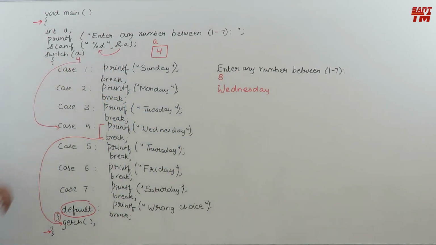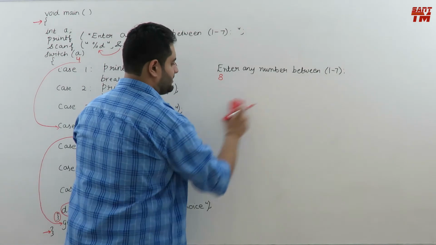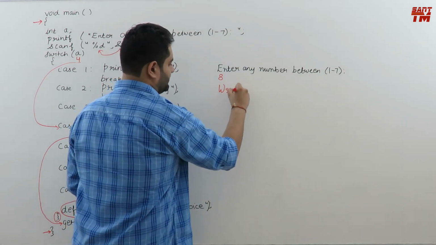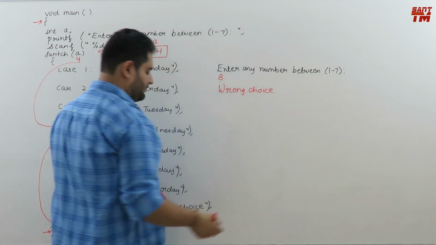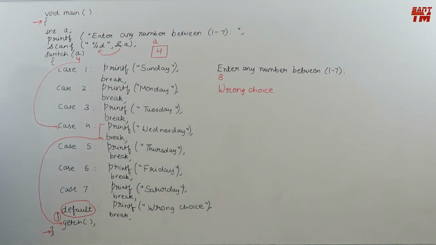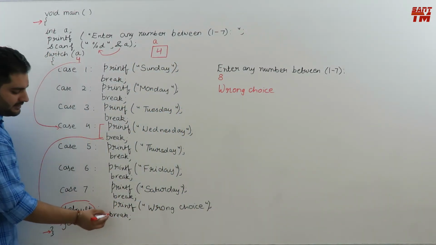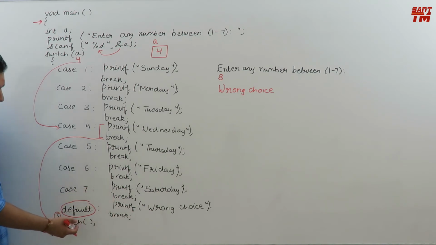No case will be matched because there is no case 8. So default will be matched and it will print wrong choice. In place of Wednesday, we will get wrong choice. This is how the switch case statement works in C programming language. After wrong choice, break is encountered. Break will take us out of the switch case. The next statement out of the switch case is getch, so the program will terminate.